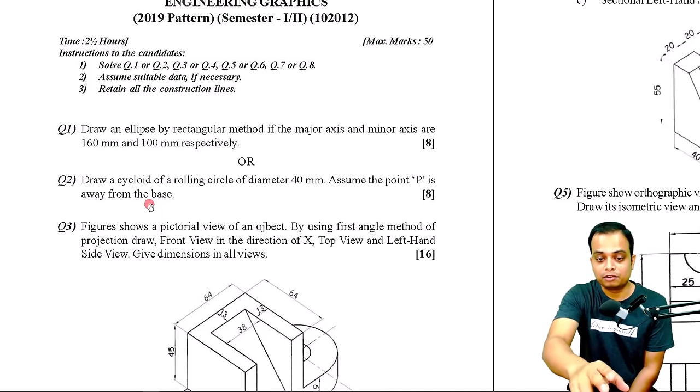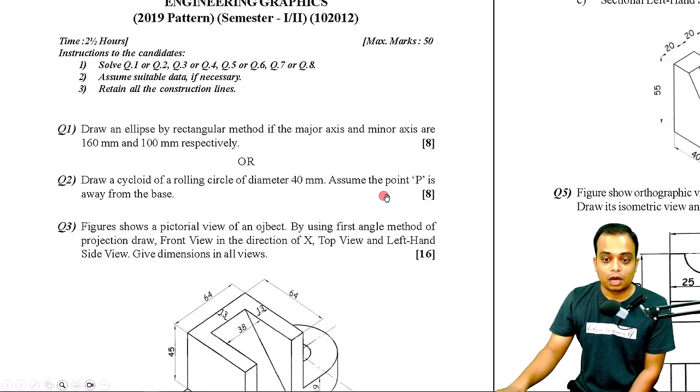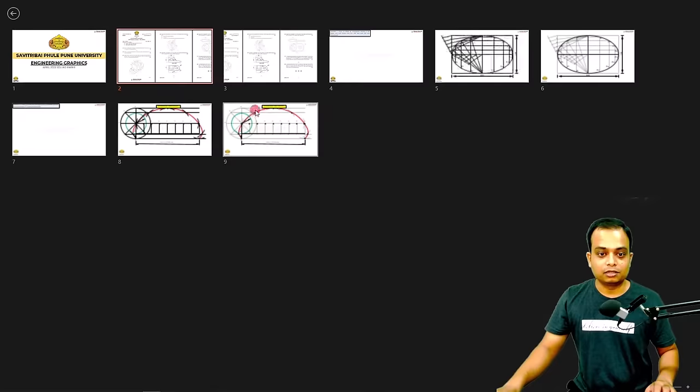And basically, this was the confusion. And you also need to assume how far you are going to keep this point P, right? Assume suitable data if necessary. Okay, so let me just begin the solution of the problem.